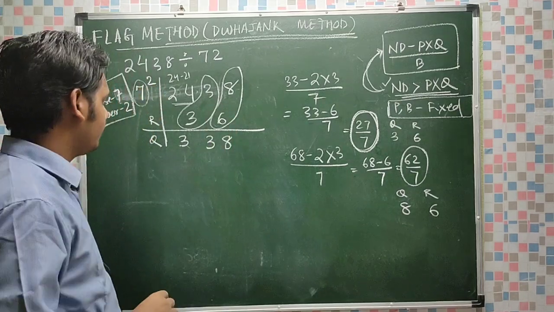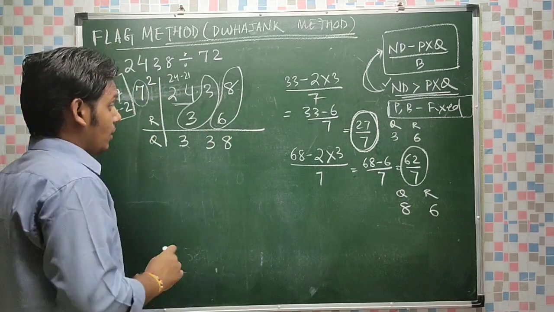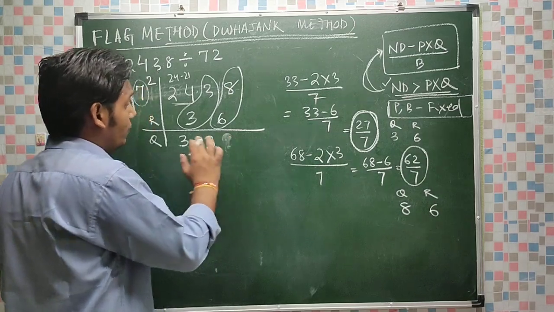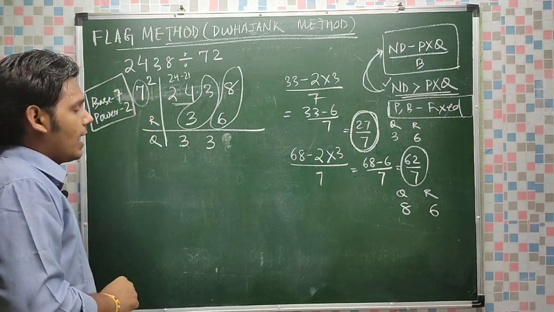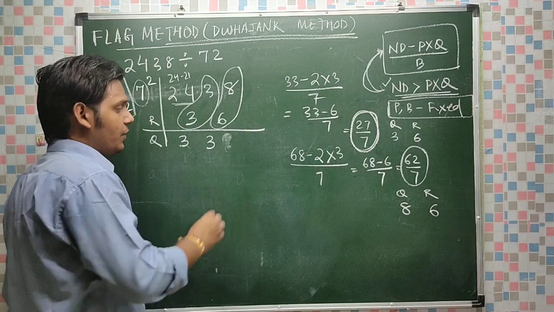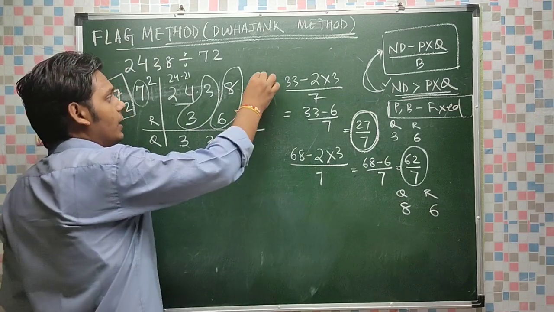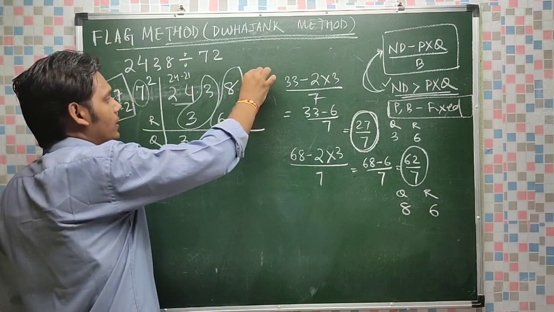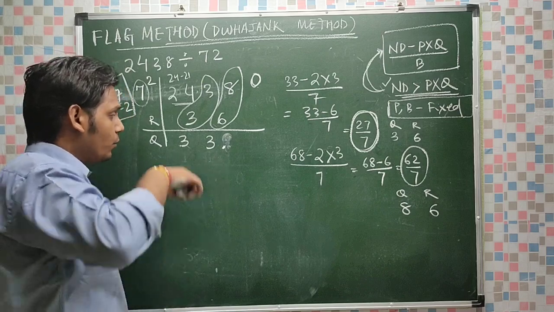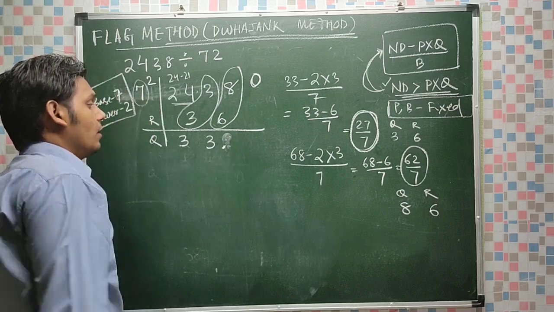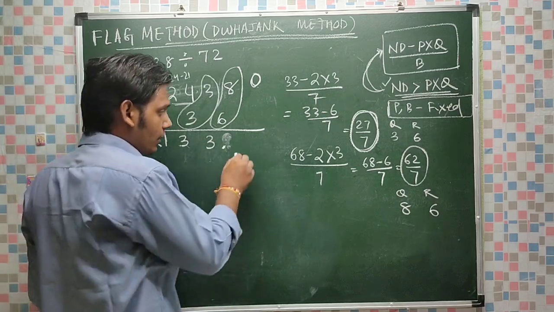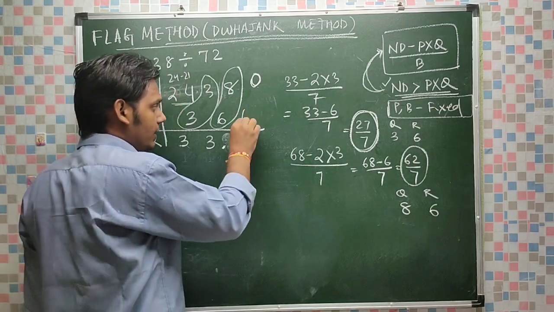8 I can take. But before going to this, all the digits are finished, so you have to put a point here and you have to take a 0 here. When all the digits are finished, you have to put a point here. That means after this decimal point we can take the value. That means 8 here and 6 here.